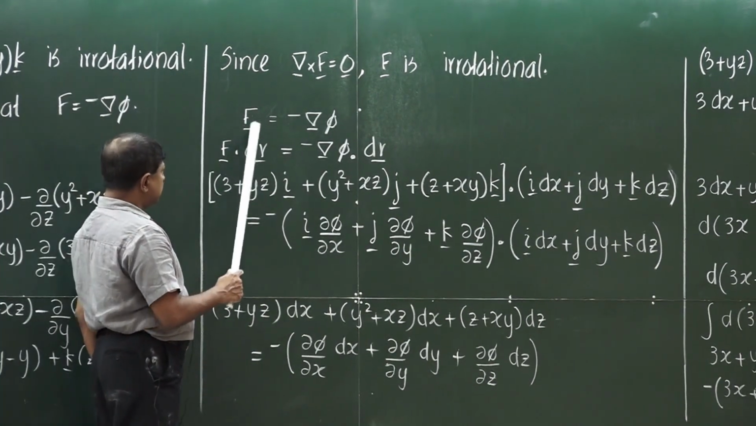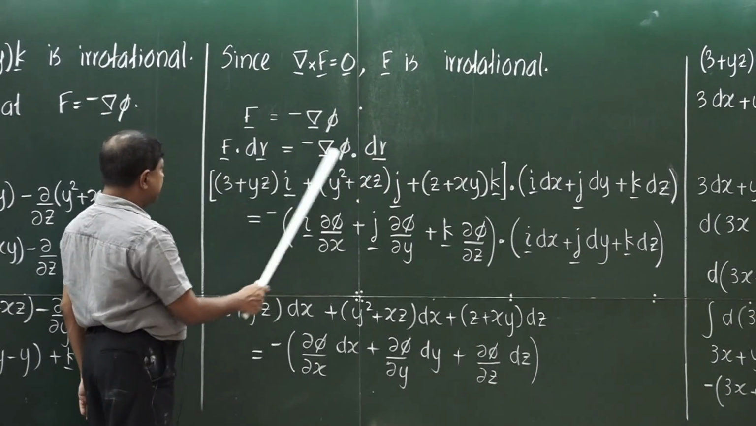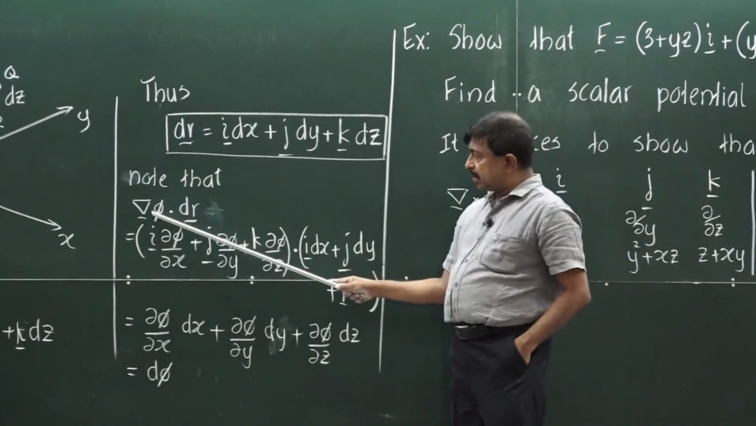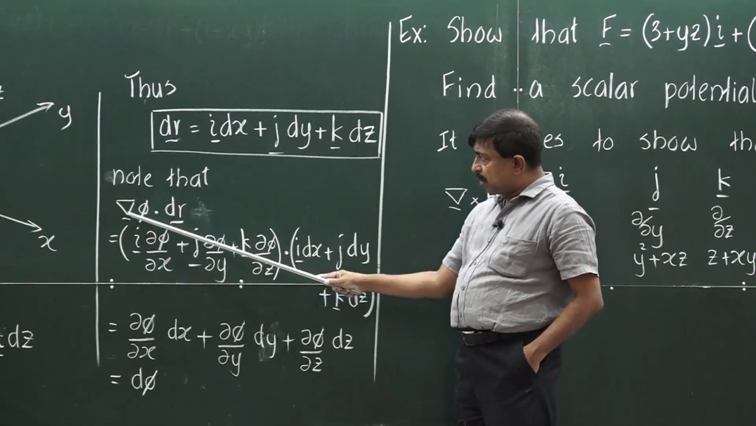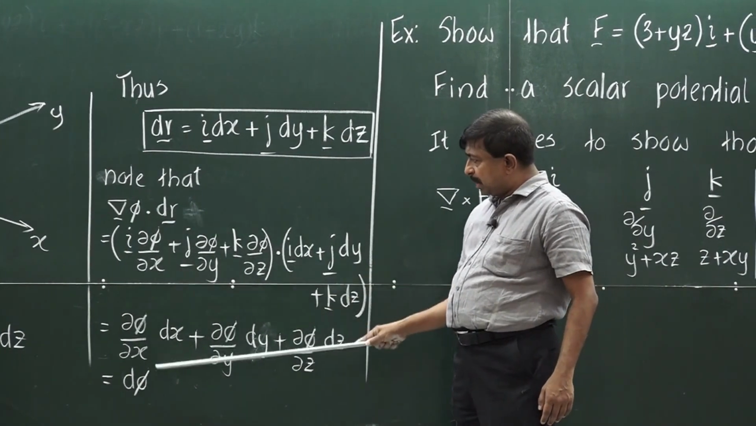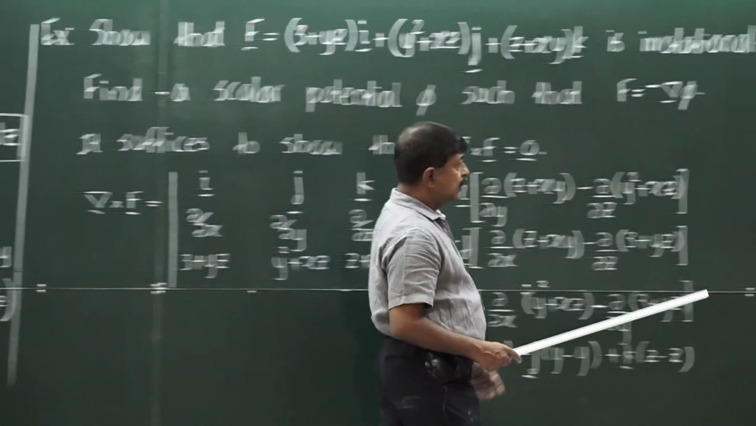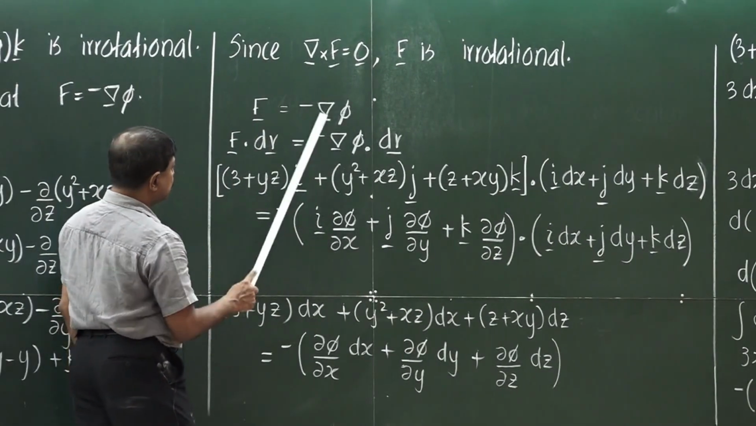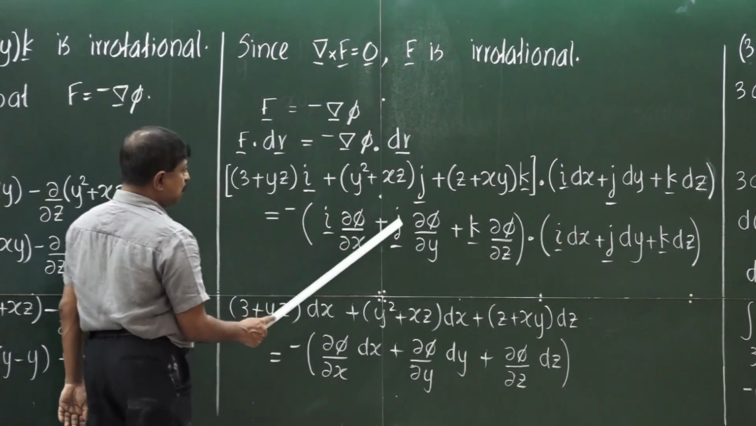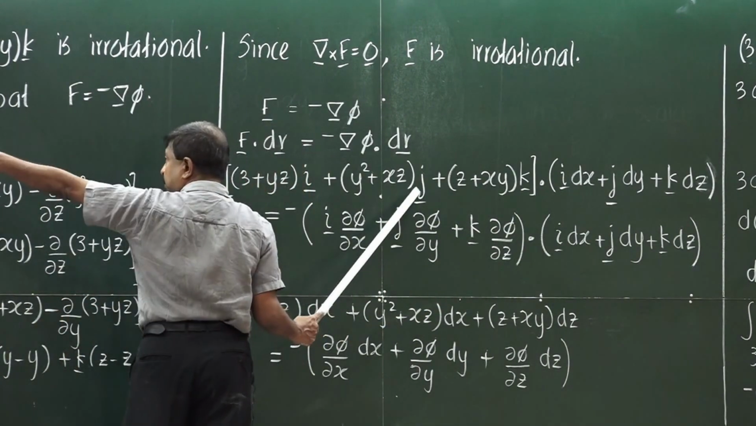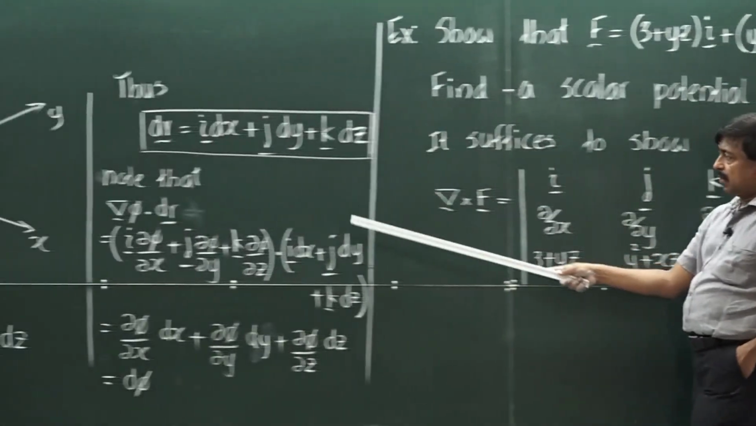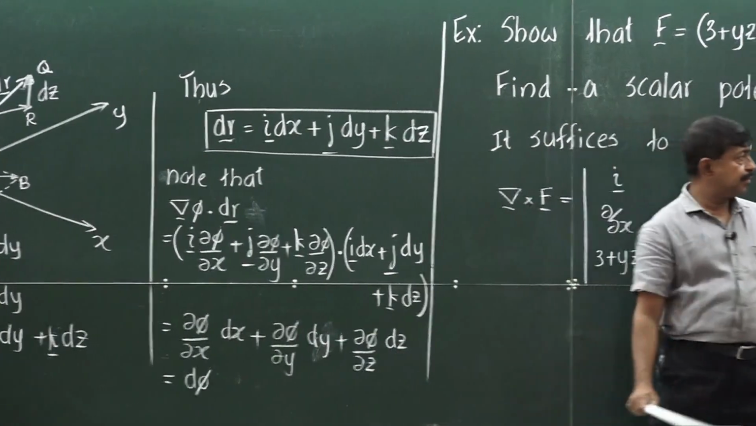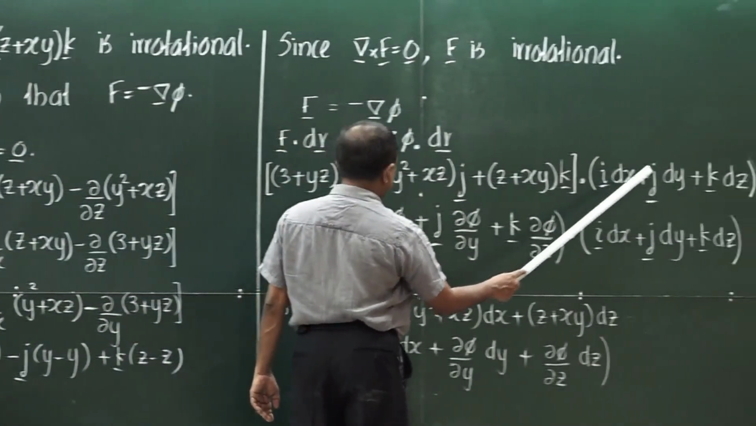You take the dot product of both sides with dr, and we saw that earlier. When you take the dot product of grad phi with dr, you will end up with d phi. On the right hand side, this is how it happens. Of course, you have a minus sign in front. So, you have this as in that note given here, and this simplifies into d phi. That's what is happening with the right hand side.